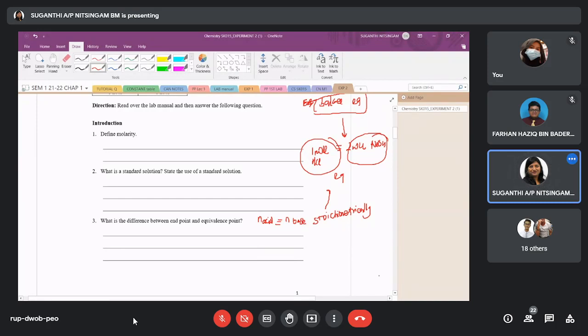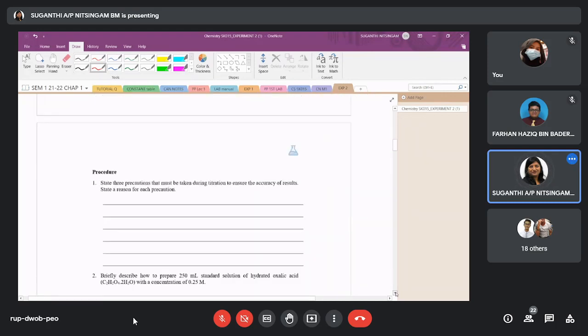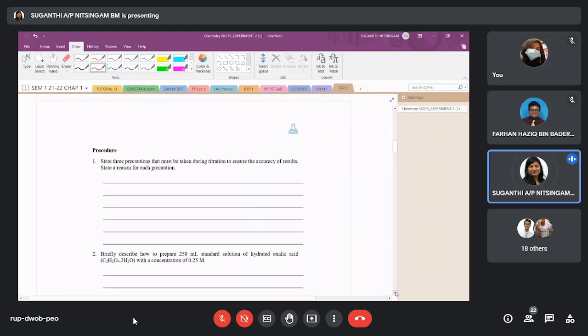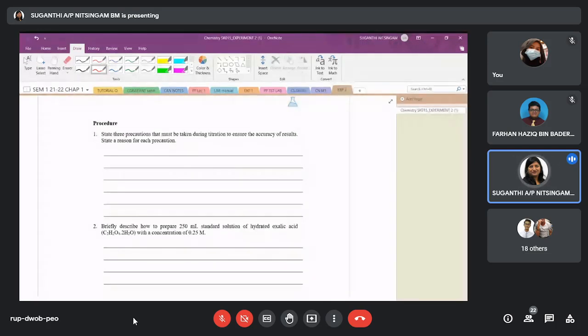Okay. So we will see here. Next. State the 3 precaution steps to ensure the accuracy of the result. Let's see who wants to try. Let me see who can I call. Anissa, Aisyah.